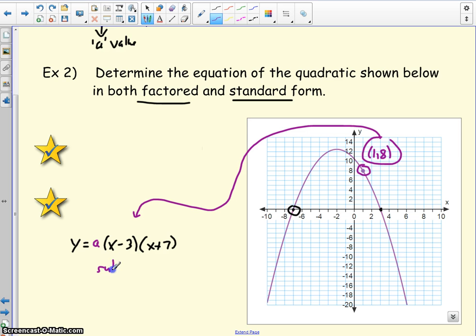So I'm going to sub in the point (1, 8) for x and y. So I'm going to replace every x value I have with 1, every y value I have with 8. Let's see what happens. So y becomes 8. Still have an a value. I get 1 minus 3 and 1 plus 7.